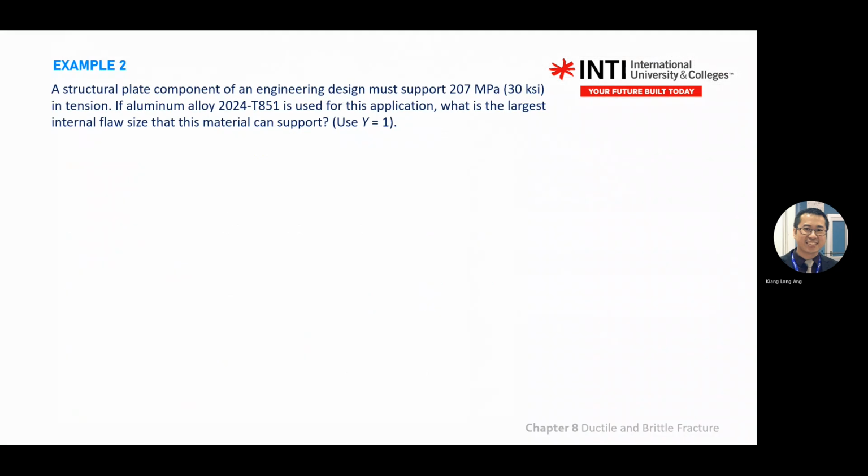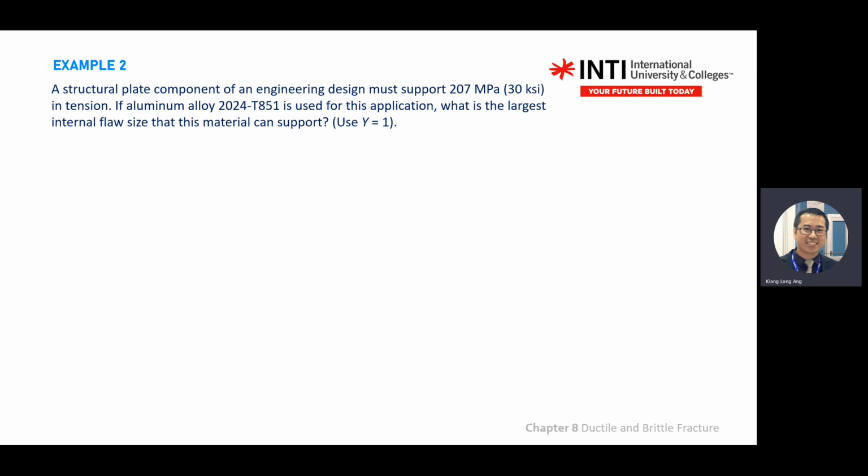Okay, let's look at example 2. Then I think we can call it a day. Now, look at the question. A structural plate component of an engineering design must support 207 megapascal. Again, change all the giga, mega, micron into 10 power something. This one is 10 power 6. In tension. Tension means pulling both sides. And just now, we only taught you mode 1 failure, K1C.